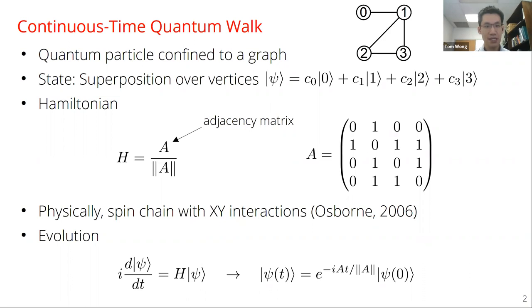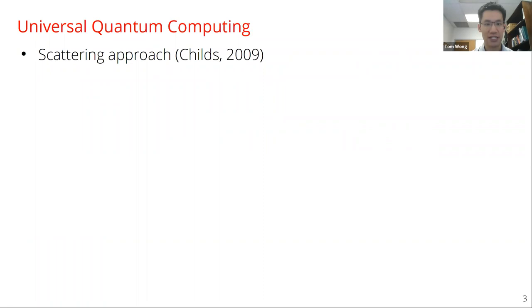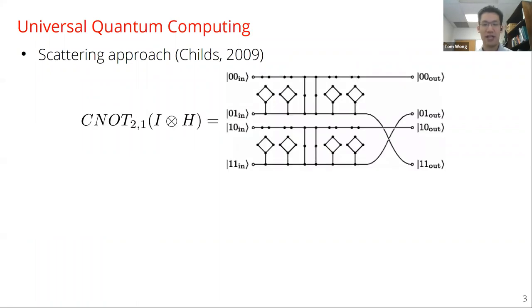So one of the uses for continuous time quantum walks is in quantum computing. In fact, it's universal for quantum computing. Yesterday, David Gosset gave a great talk about the scattering approach that Andrew Childs proposed, and that David Gosset and collaborators then extended to the multi-particle case. This is just a picture from that original paper. Here we're looking at a couple of two qubit gates. One of them is a CNOT and another gate is a Hadamard acting on one of the qubits.